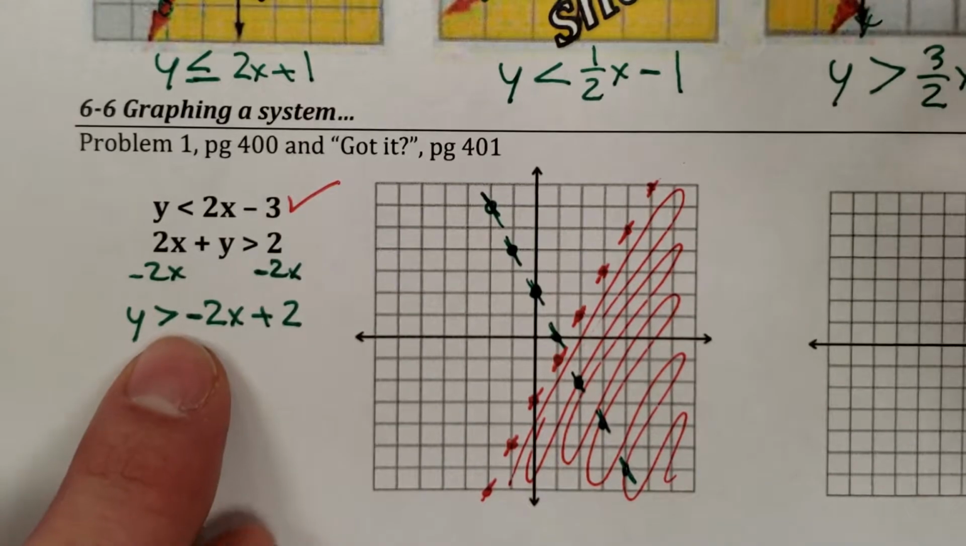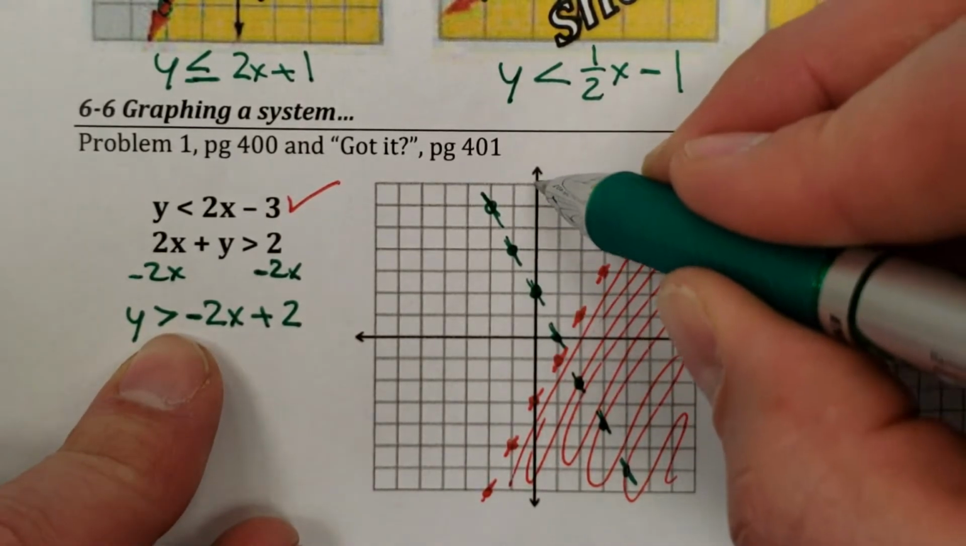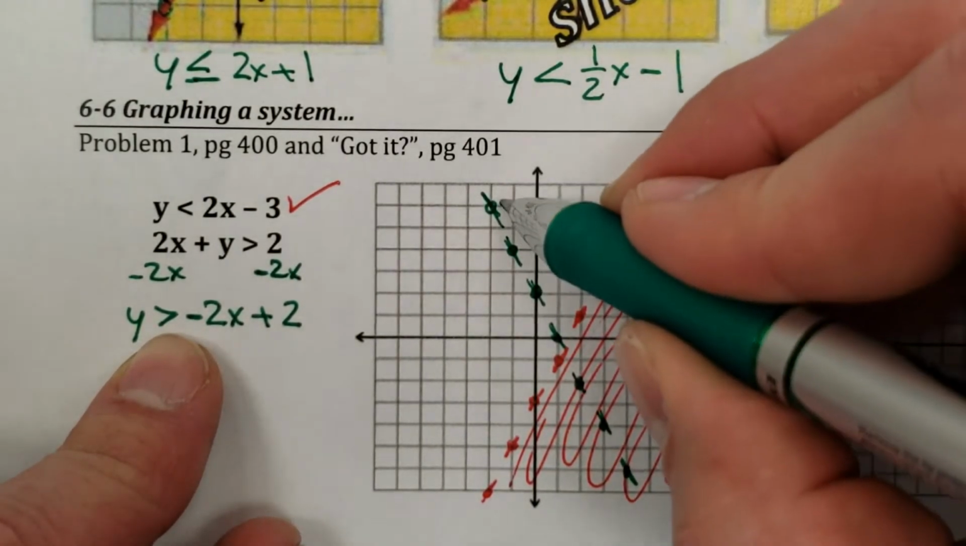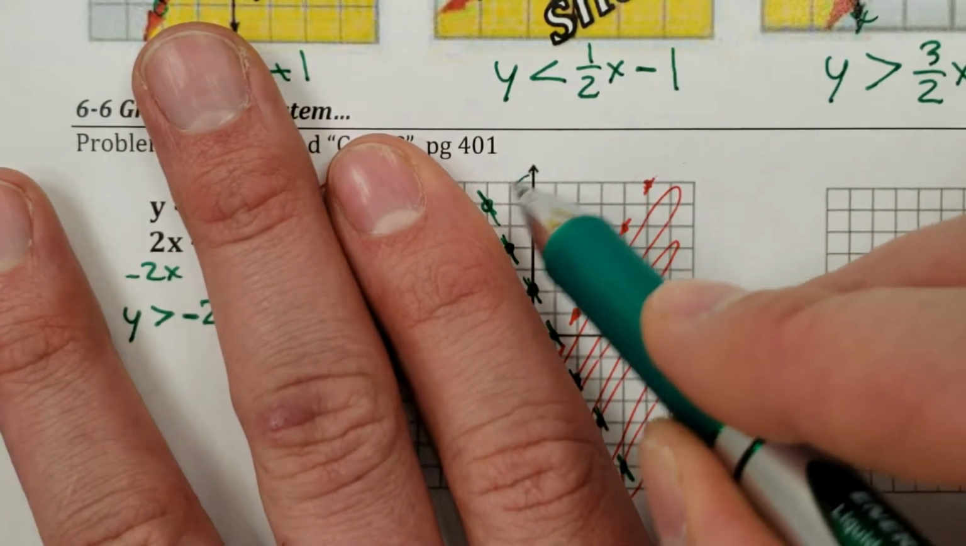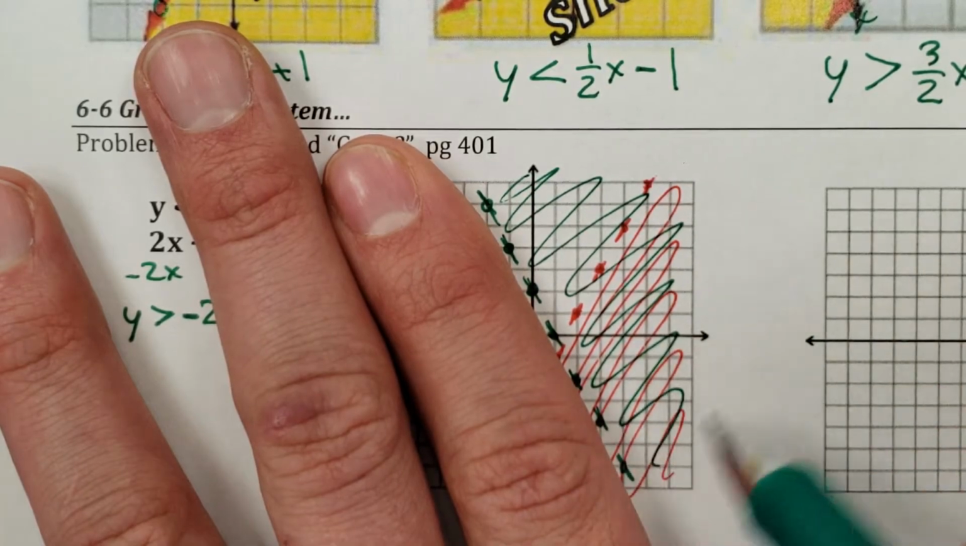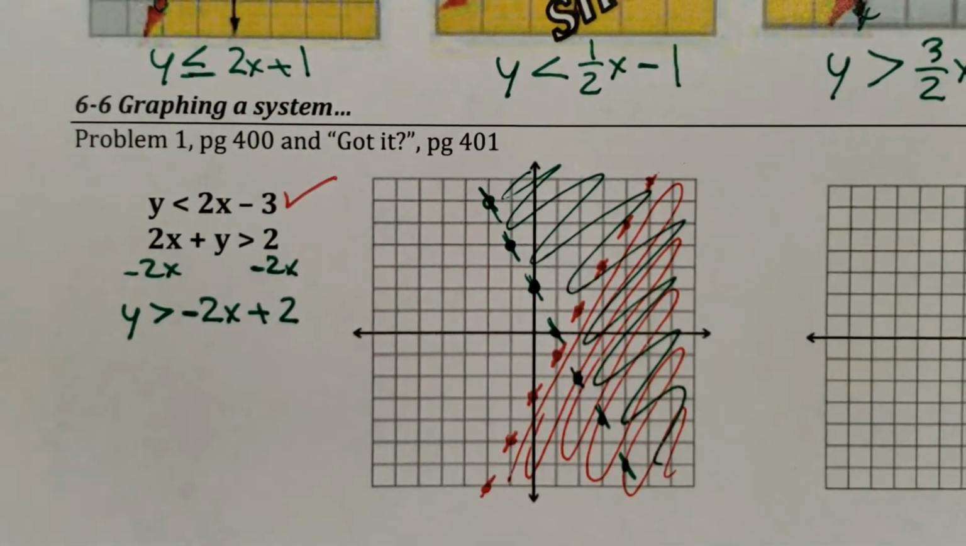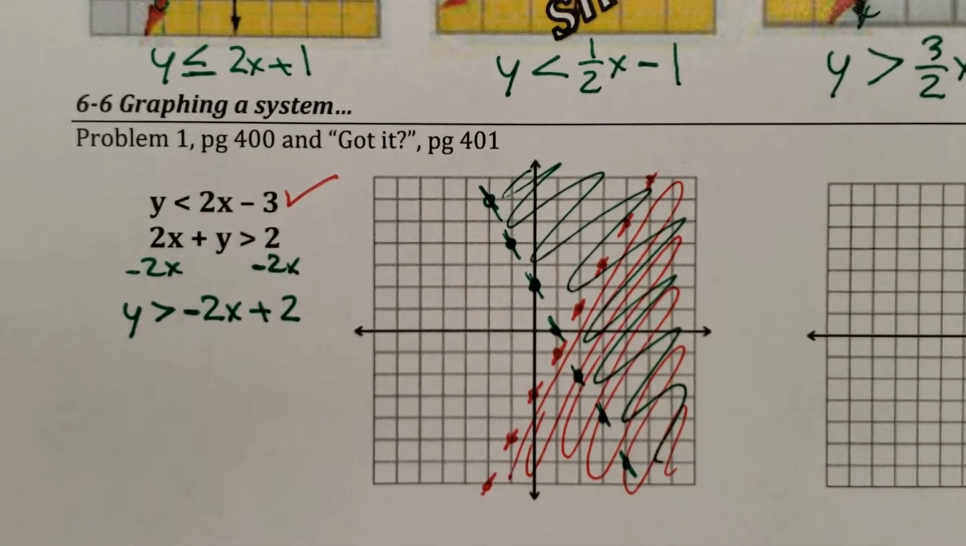And then I got to graph the greater than side. So what's the greater than side? Well, it'd be up here on this side. So basically, it's this side of the green line. So if I graph this side, oh, we now have an issue here. We have an area where they overlap. That is where your answers are.